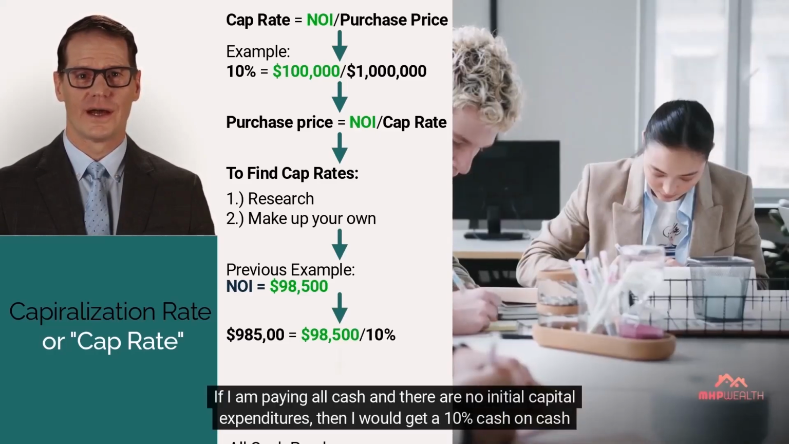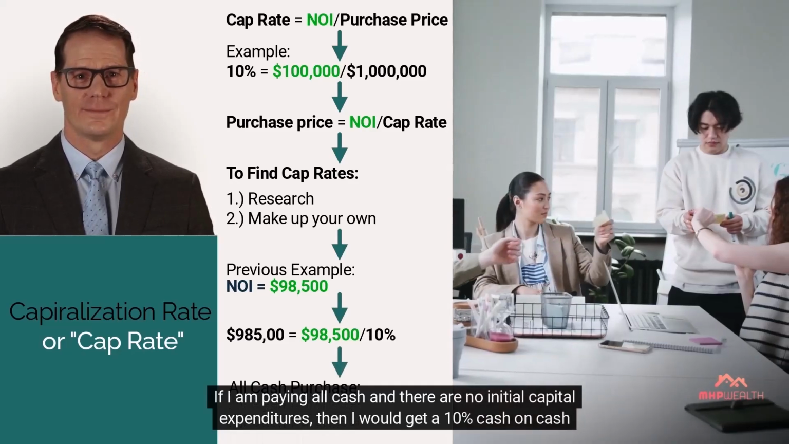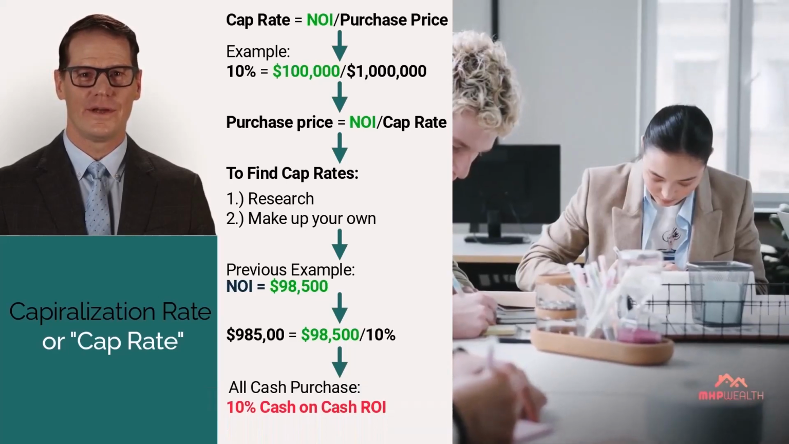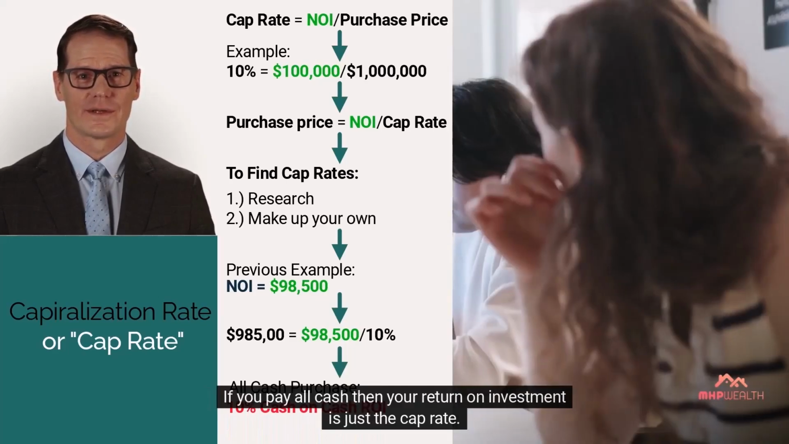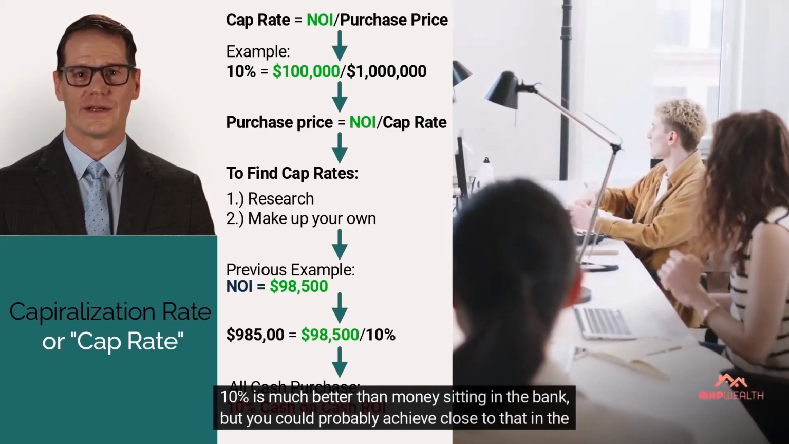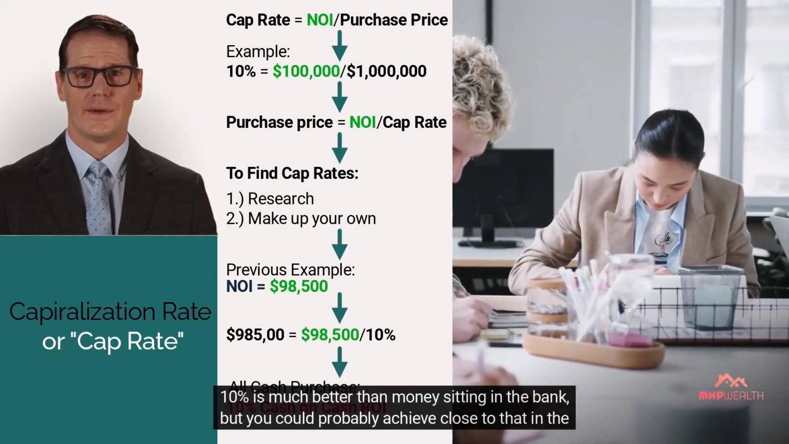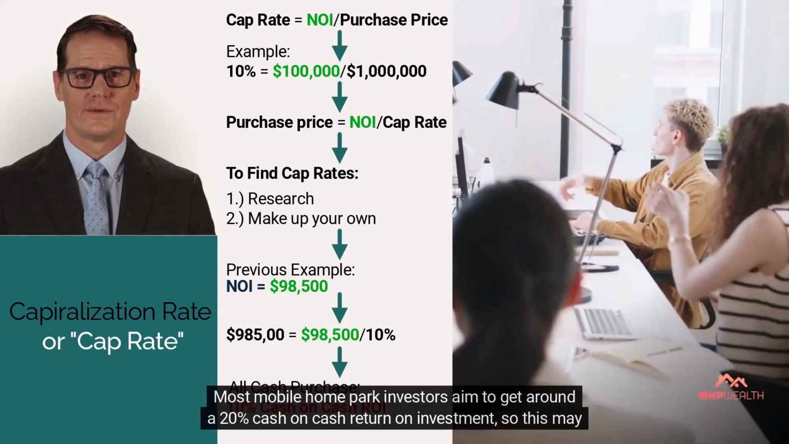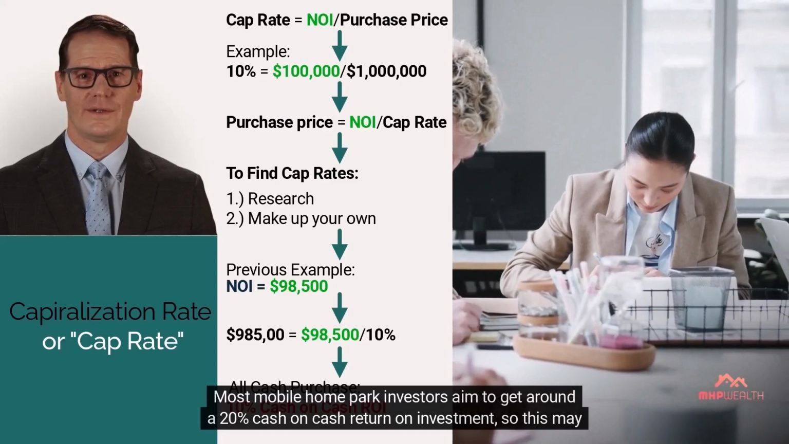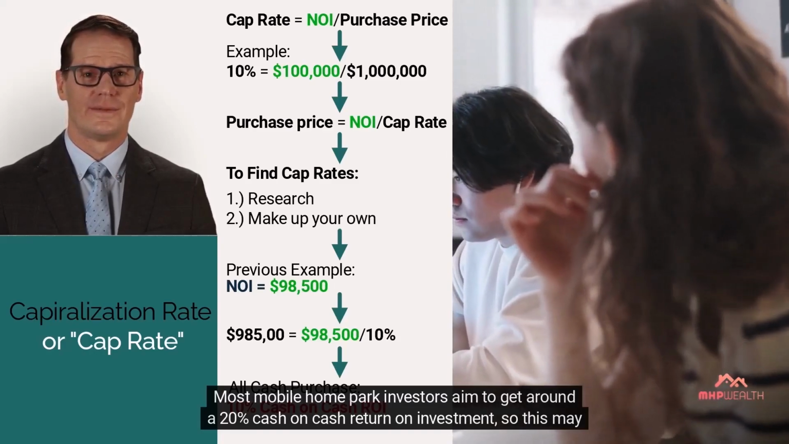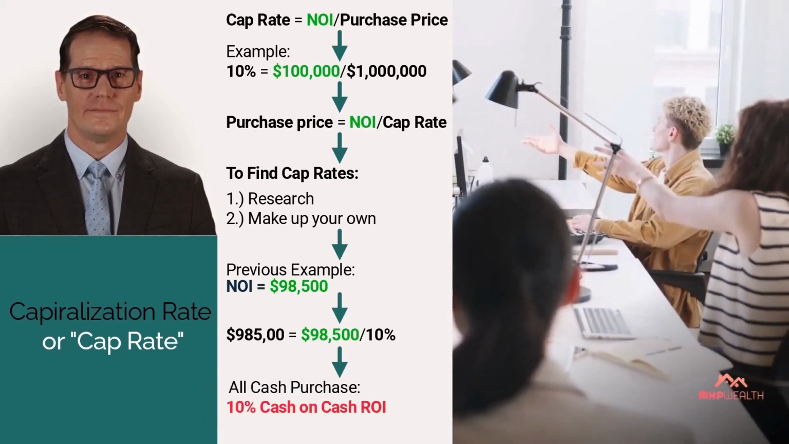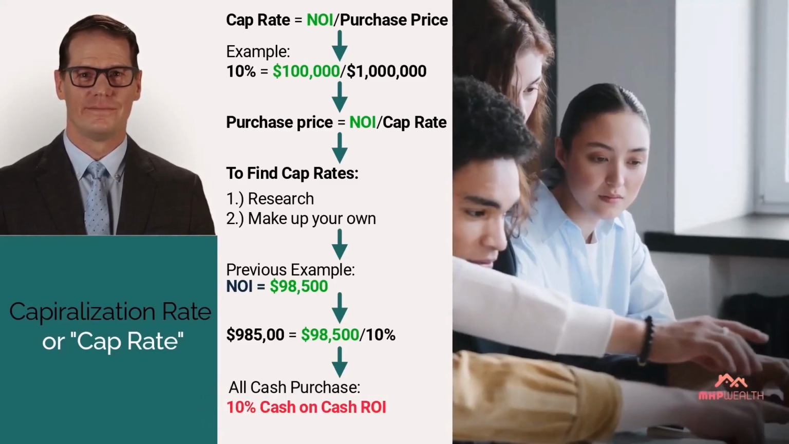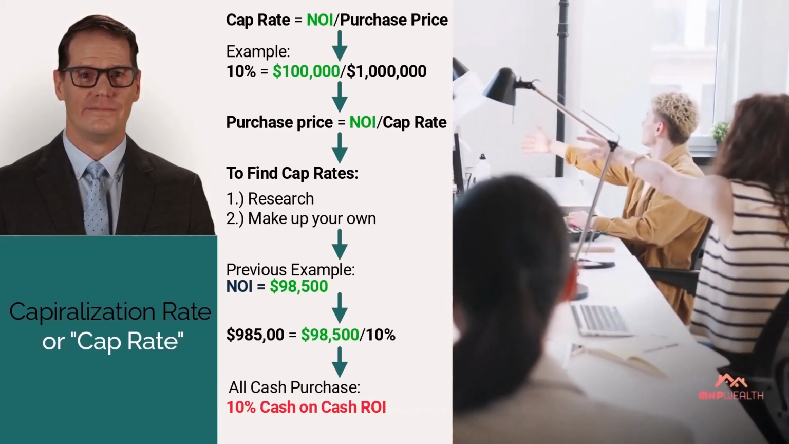If I am paying all cash and there are no initial capital expenditures, then I would get a 10% cash-on-cash return on investment. If you pay all cash, then your return on investment is just the cap rate. 10% is much better than money sitting in the bank, but you could probably achieve close to that in the stock market with less work. Most mobile home park investors aim to get around a 20% cash-on-cash return on investment, so this may not work for them. What if I finance this deal with a bank that makes loans on mobile home parks? Let's go to the next slide and find out.